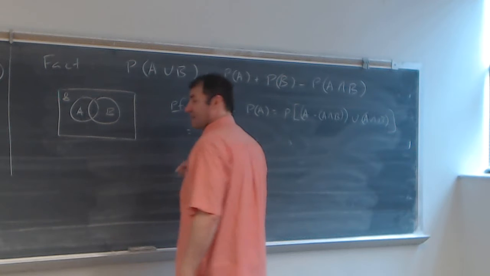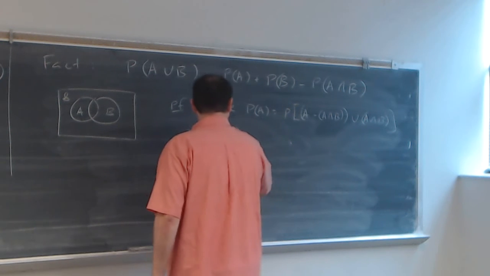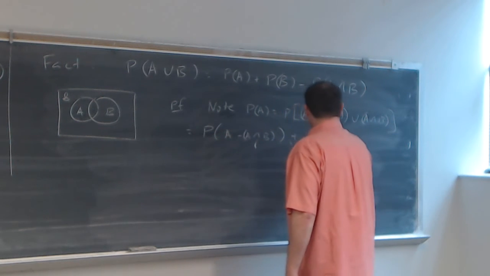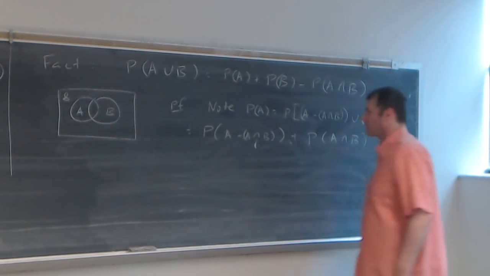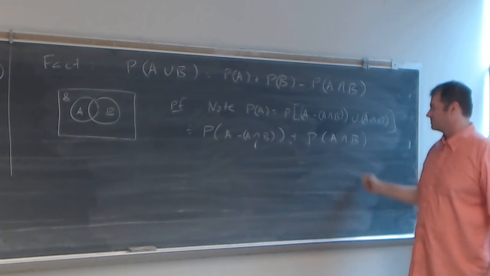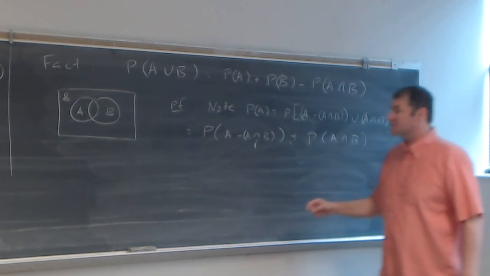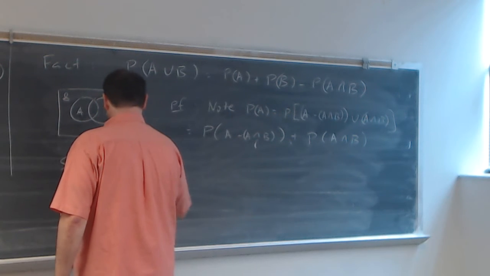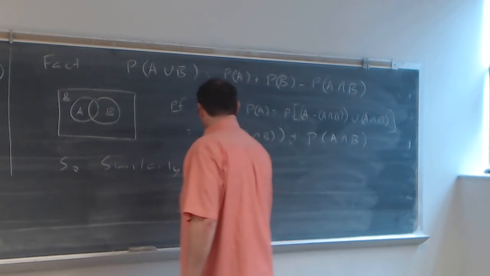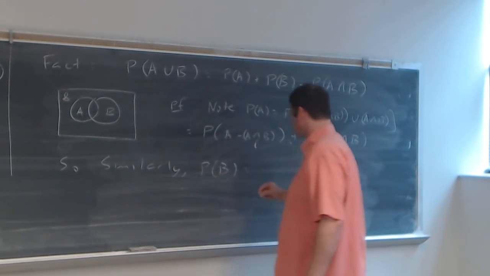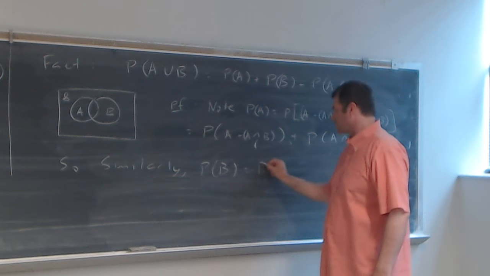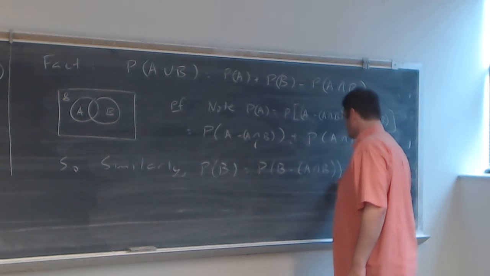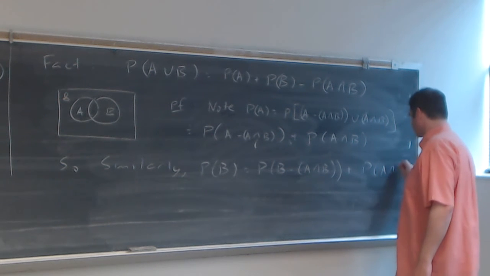And so that's equal to, by the definition of probability, the probability of A minus A intersect B plus the probability of A intersect B. So that's what I can write down for the probability of A. It's equal to this addition. Well, we can do the same thing for the probability of B. So similarly, the probability of B, skipping one step, I should say, is equal to the probability of B minus A intersect B plus the probability of A intersect B.